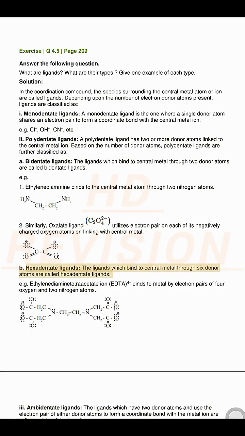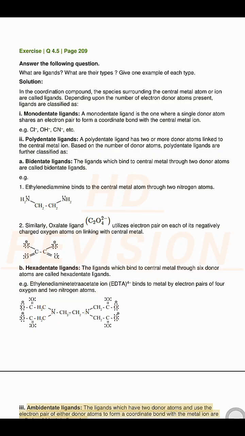B. Hexadentate ligands. The ligands which bind to the central metal through 6 donor atoms are called hexadentate ligands. E.g., ethylenediaminetetraacetate ion (EDTA)4- binds to the metal by electron pairs of 4 oxygen and 2 nitrogen atoms.